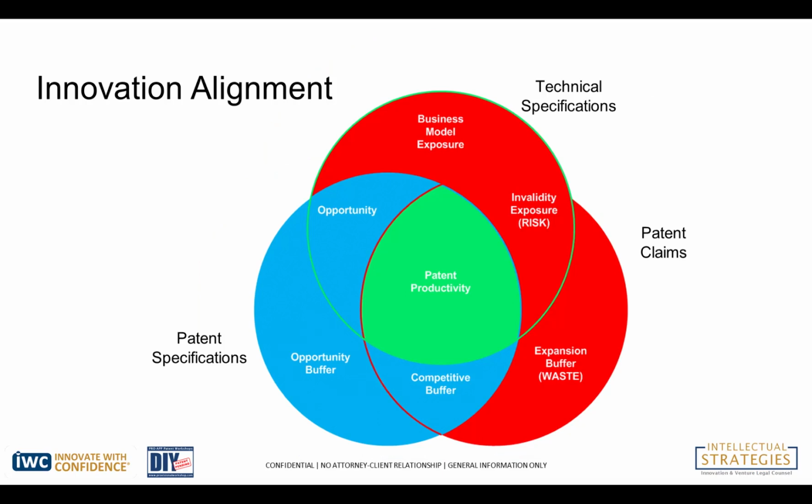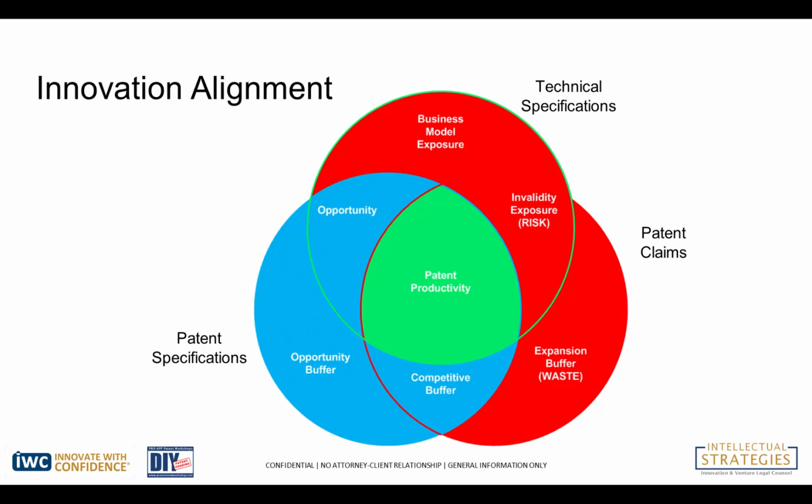Lastly, this is just a colored diagram, more detailed, of the last patent productivity diagram we looked at. And I don't want to talk about it in a lot of detail, but just introduce the fact that the green area would be where your portfolio is most productive, because your claims, your patent specification, and your technical specs are all in alignment.